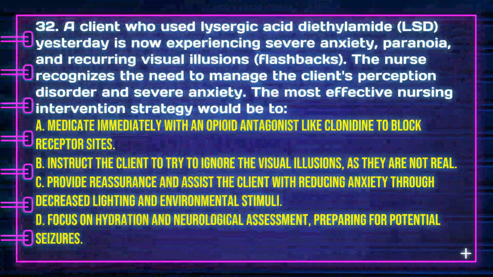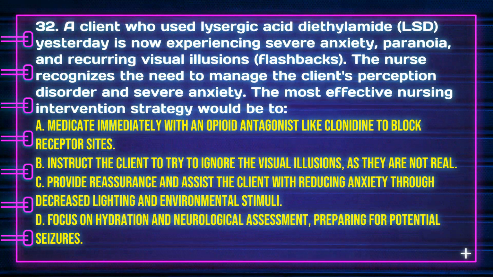32. A client who used lysergic acid diethylamide yesterday is now experiencing severe anxiety, paranoia, and recurring visual illusions or flashbacks. The nurse recognizes the need to manage the client's perception disorder and severe anxiety. The most effective nursing intervention strategy would be: A. Medicate immediately with an opioid antagonist like clonidine to block receptor sites. B. Instruct the client to try to ignore the visual illusions as they are not real. C. Provide reassurance and assist the client with reducing anxiety through decreased lighting and environmental stimuli. D. Focus on hydration and neurological assessment, preparing for potential seizures. The answer here is Charlie.